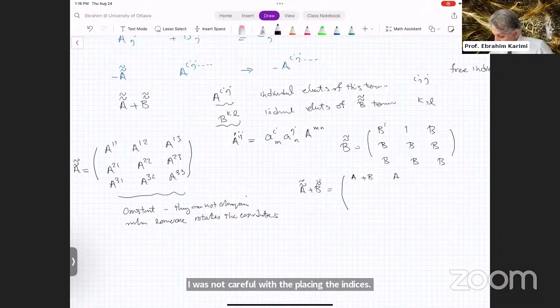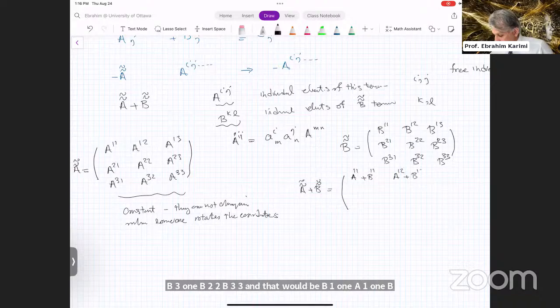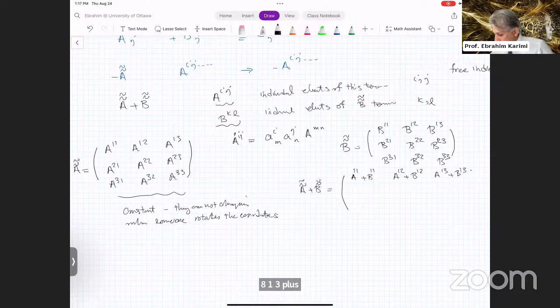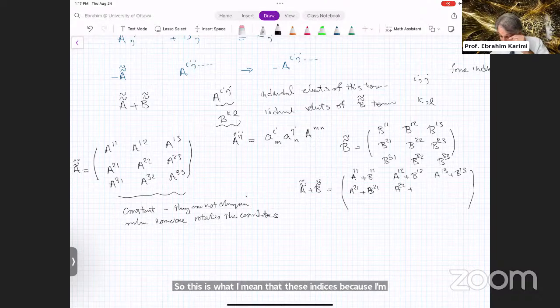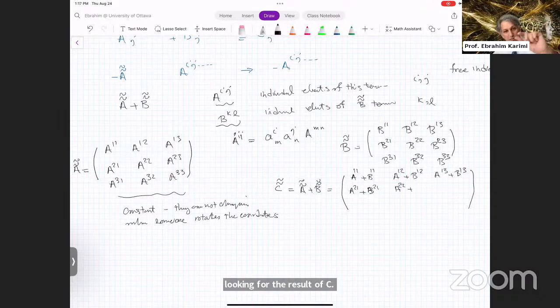That will be B11, B12, B13, B21, B22, B23, B31, B32, B33, and that will be A11 plus B11, A12 plus B12, A13 plus B13, and the same, A21 plus B21. So this is what I mean: because I'm looking for the result of C, it should be the same indices that you sum up together.